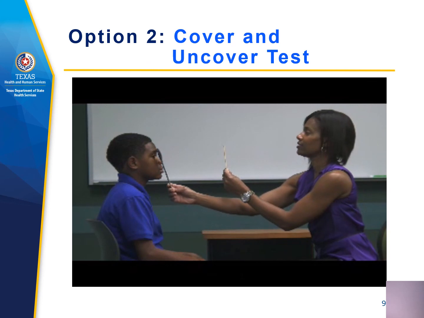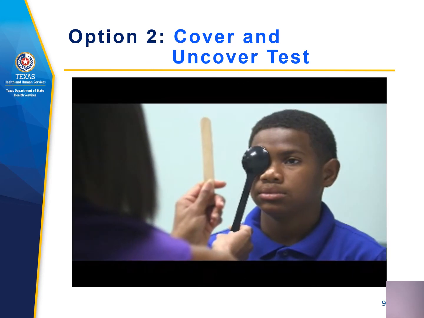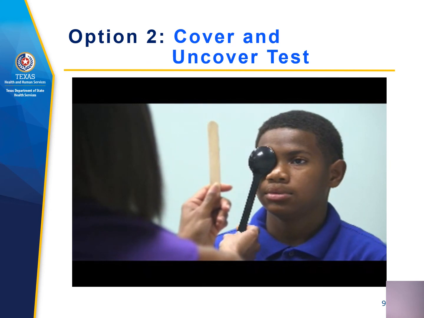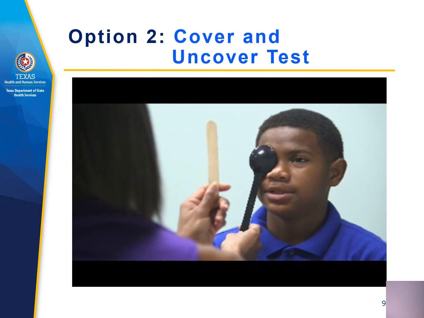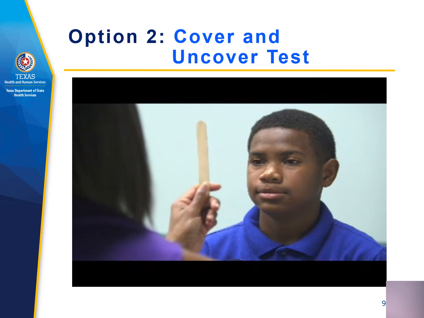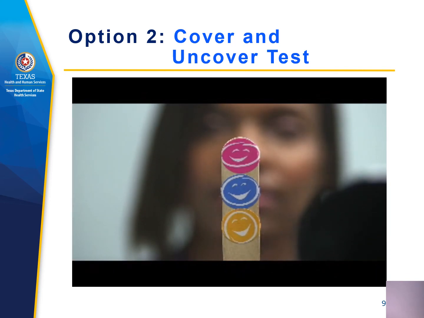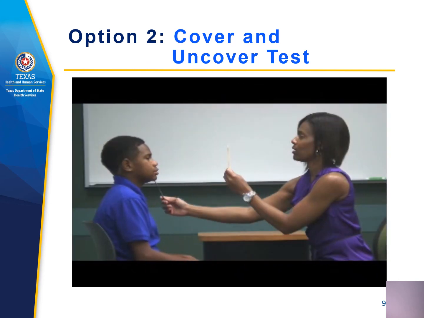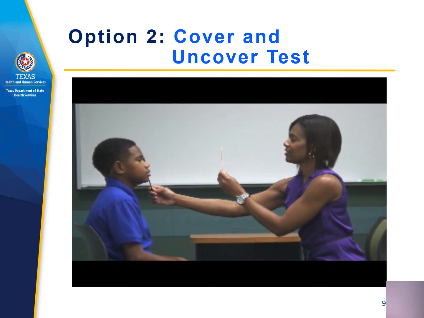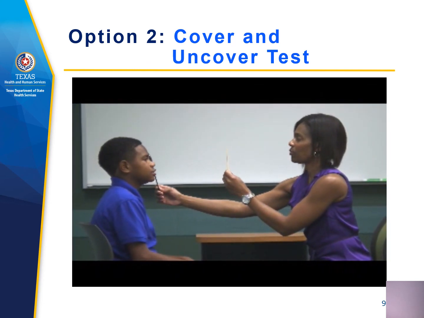Cover the right eye with the occluder while watching the left eye for any shifting. Leave the right eye covered 2 to 3 seconds. Remove the cover while watching the right eye for any shifting. Allow 2 to 3 seconds for both eyes to fixate on the target object again. For young children, try manipulating or changing the target object to maintain attention.